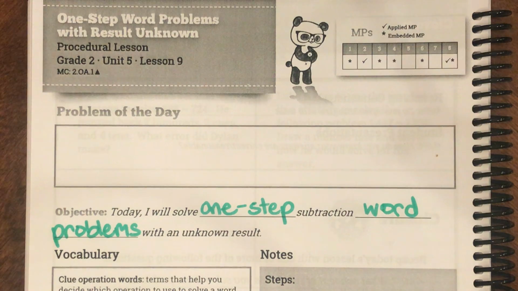One step just means that you're going to have one operation. And because we've been doing subtraction, they're going to be subtraction. And word problems are story problems. And where it says with an unknown result, result's your answer. So we are not going to have the answer here. Okay.